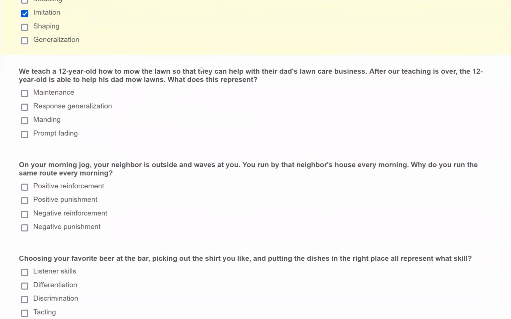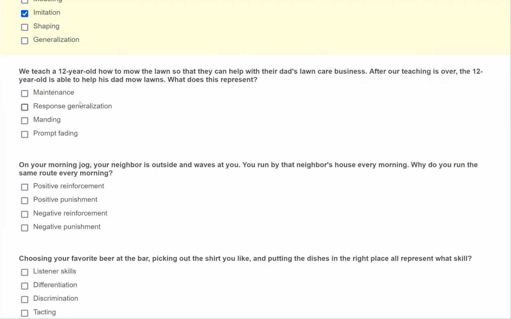We teach a 12-year-old how to mow the lawn so that they can help with their dad's lawn care business. After our teaching is over, the 12-year-old is able to help his dad mow lawns. What does this represent? Here's the key, okay? Maintenance and generalization can get tricky because they are very similar and very much happen at the same time. If you're generalizing, typically you're maintaining. If you're maintaining, typically you're generalizing. So how do we distinguish them? Well, on the test, what we need to look for is things like after our teaching is over, after instruction stops. Because what is maintenance? Maintenance is when a skill continues after teaching is over or after instruction stops.